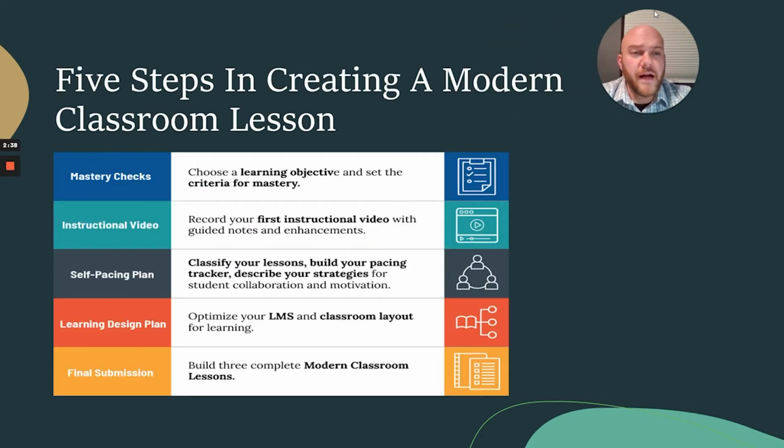Here are the 5 actual steps in creating a modern classroom lesson. The first one being mastery checks. We get to choose a learning objective and set the criteria for what the students have to master. Whether that be just a budget lesson in personal finance or a pricing lesson in entrepreneurship, we're letting them know up front, this is what you're going to have to learn and be able to master by the end of the lesson.